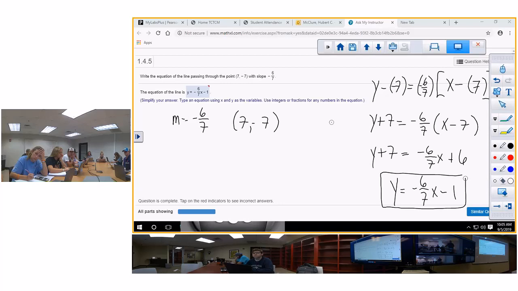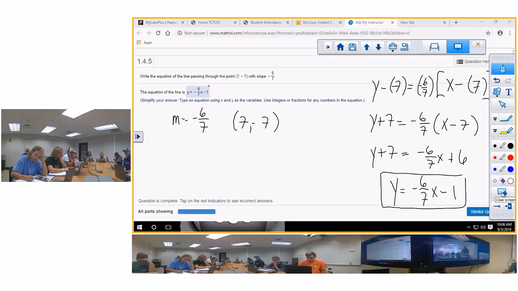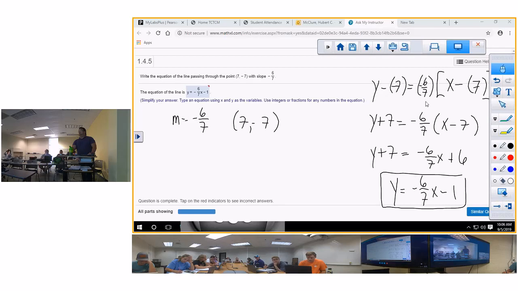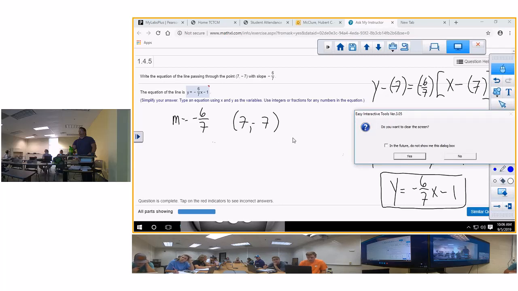Don't all speak at once. That is the point slope formula, right? That's the point slope equation. And then what's the other thing called? That's slope. Figure the slope on the previous one.